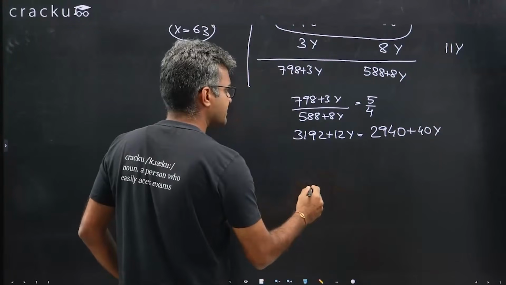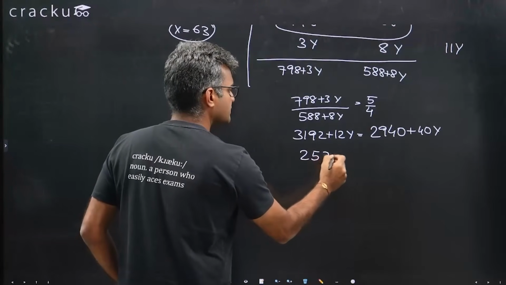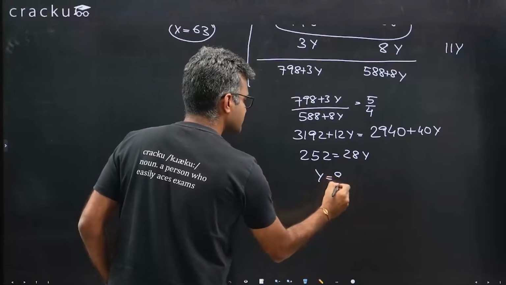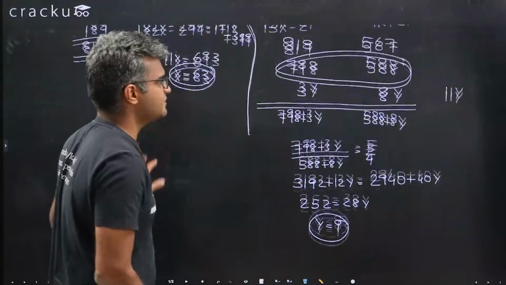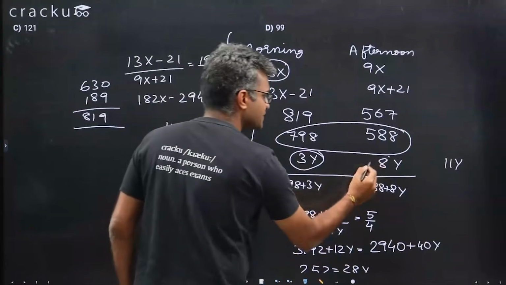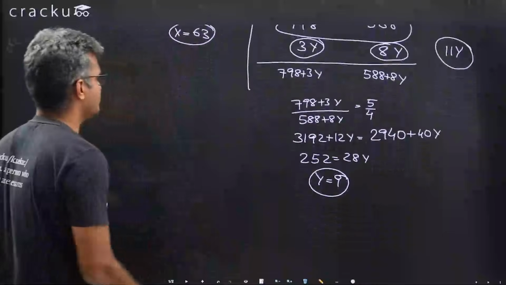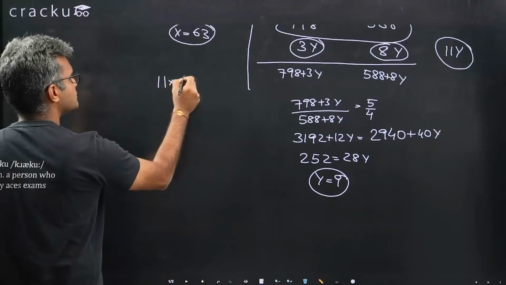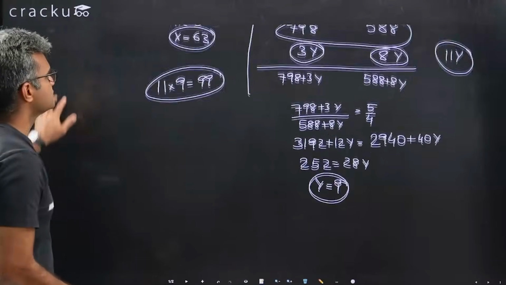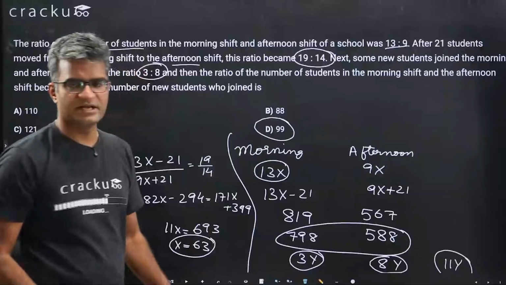Or if you are subtracting it, this will be 252 is equal to 28y, or the value of y is 9. If the value of y is 9, what is the total number of students who joined? 3y joined in the morning shift, 8y joined in the afternoon shift. Total number of students who joined is 11y. The value of y is 9. So the total number of students who joined is 11 into 9, which is 99. So the answer for this particular question is option D, which is 99.